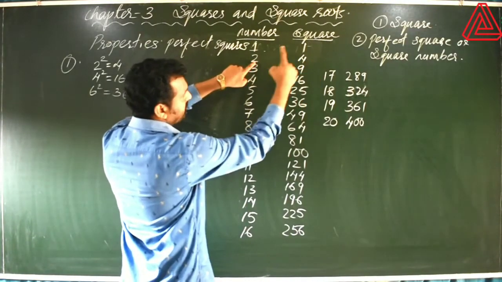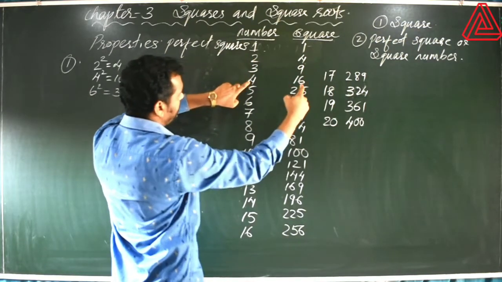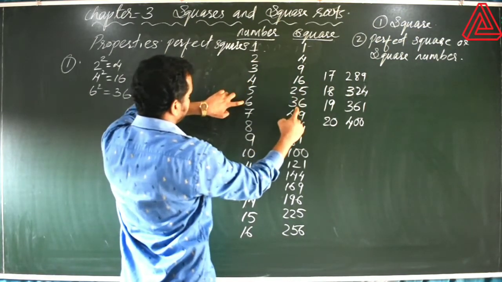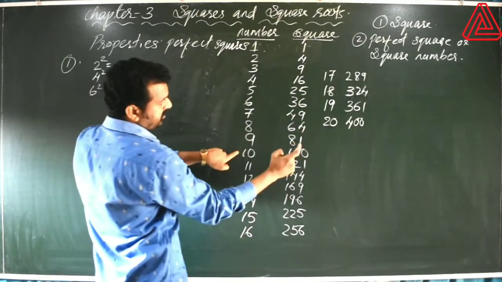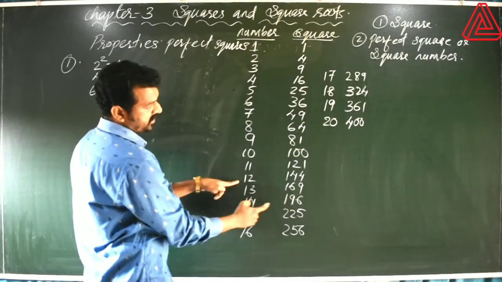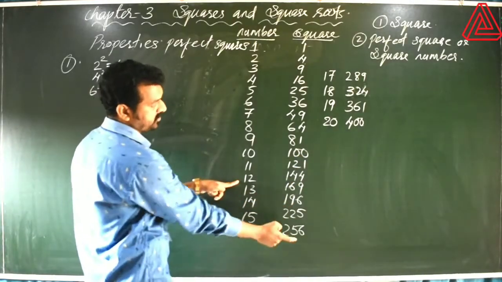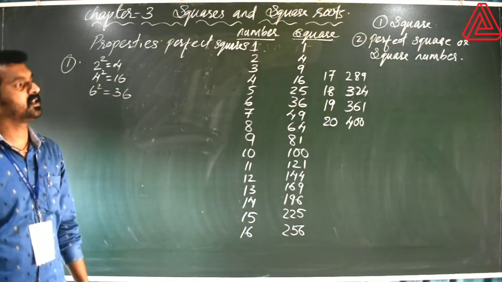2 is an even number, 4 is also an even number. 4 is an even number, 16 is an even number. 6 is an even number, 36 is an even number. 8 is an even number, 64 is an even number. 10 is an even number, 100 is an even number. 12 is an even number, 144. 14, 196 even numbers. 16, 256 even numbers. So square of an even number is always an even number.